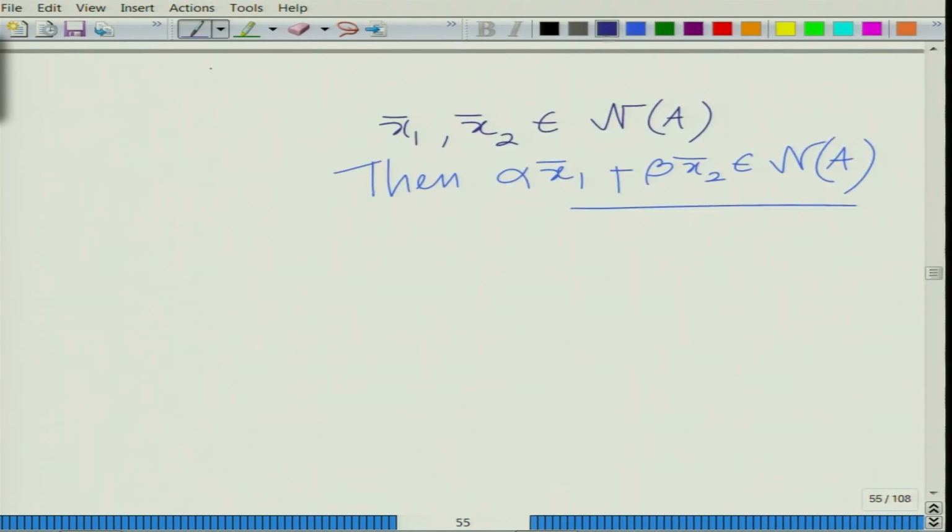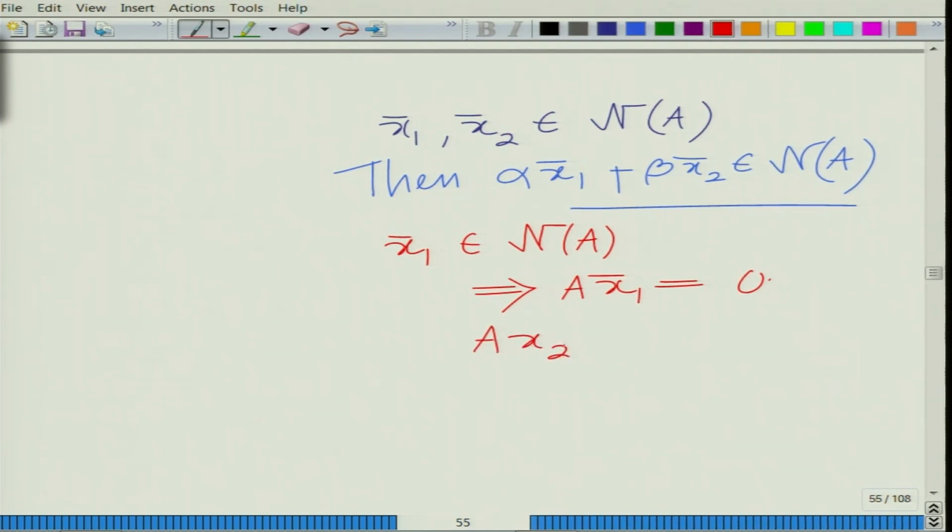This is not very difficult to see. For instance, let us take x1 bar belonging to the null space. This implies that A x1 bar equals 0. Similarly, x2 bar belongs to the null space, so A x2 bar equals 0.